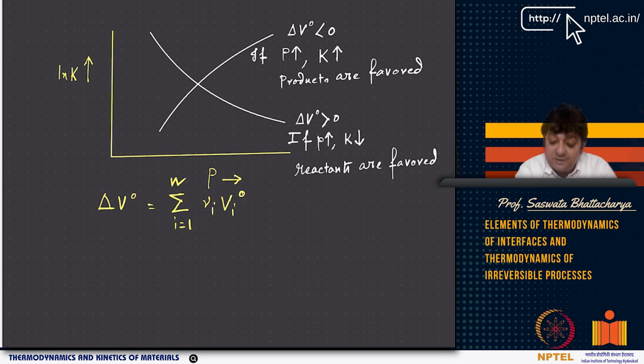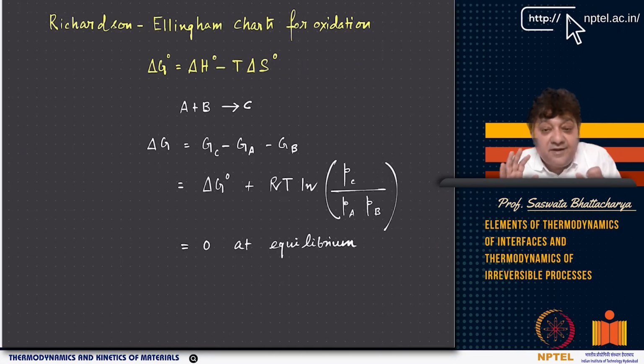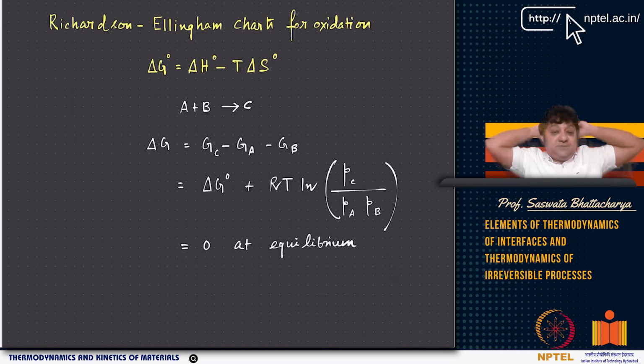If ΔV0 is positive and you increase the pressure, the equilibrium constant actually comes down, because the reactants are favored, because the products have more volume when ΔV0 is greater than 0. When ΔV0 is less than 0, products are favored. So if you look at the temperature dependence and pressure dependence, you understand very carefully the Le Chatelier principle.